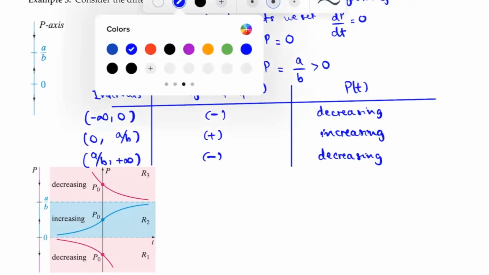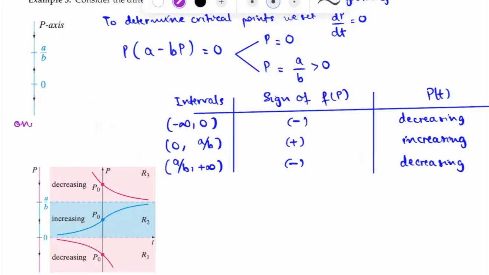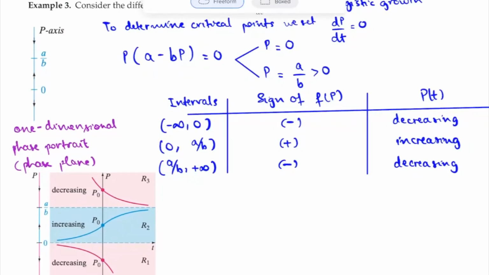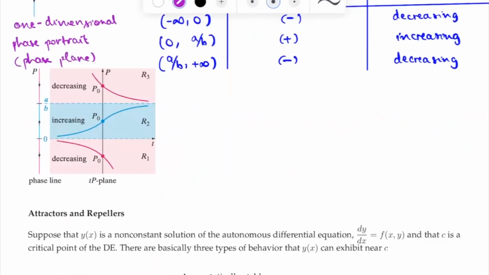So here, a quick note: this one is a one-dimensional phase portrait. Now you have the phase plane analysis done. We're going to compare that with the solution curves that we can create based on the phase plane we just analyzed. So for this second picture here, this is the phase plane and the solution curves.